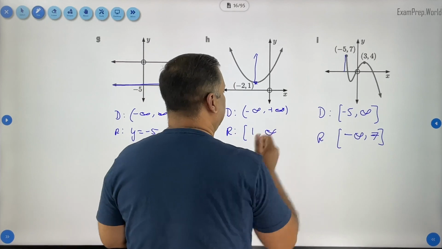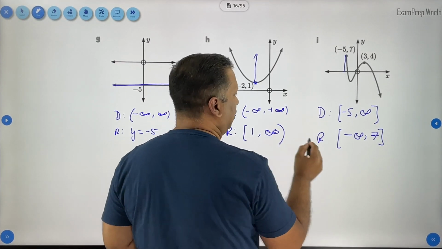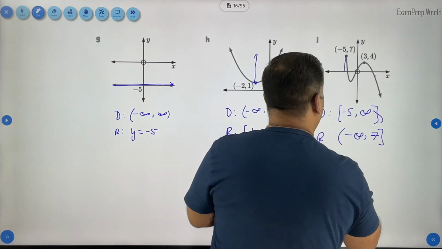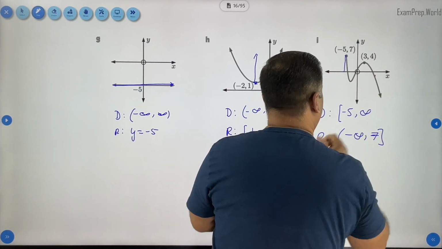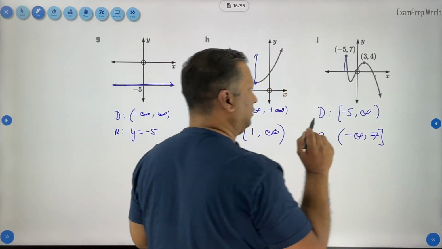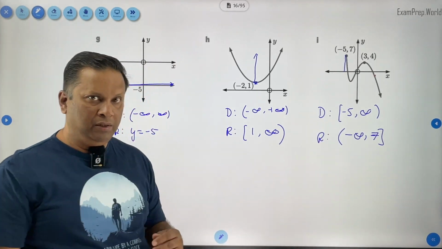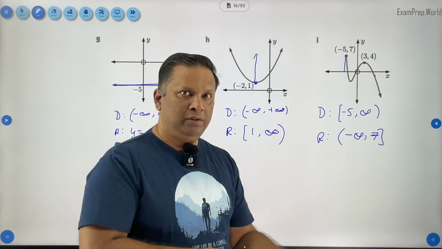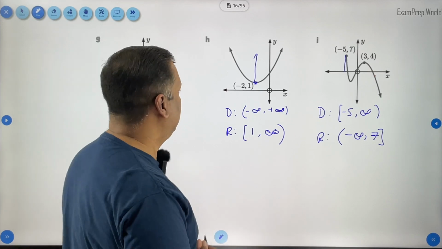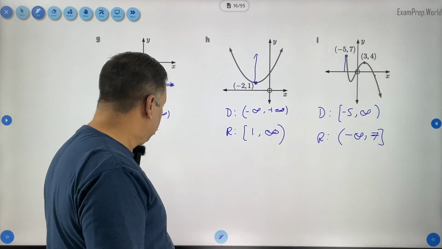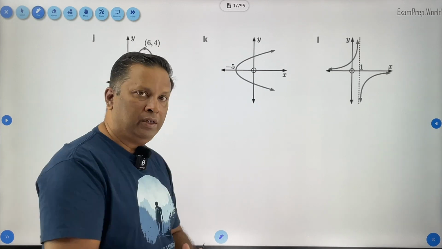Oh yeah, 2 mistakes I made here. When we write infinity, it should be a round bracket. Be very careful. Infinity cannot be included, because can you have infinity? You can't include it, so it should always be in a round bracket. So these questions are done. Now 3 more are there.